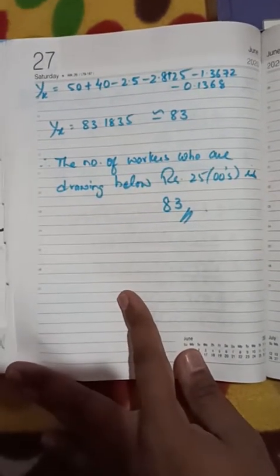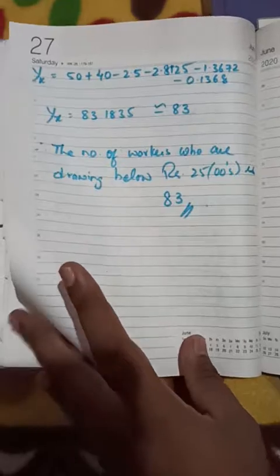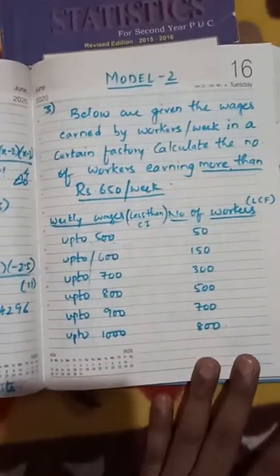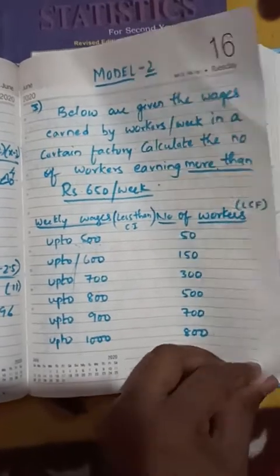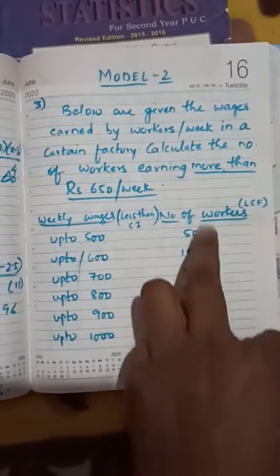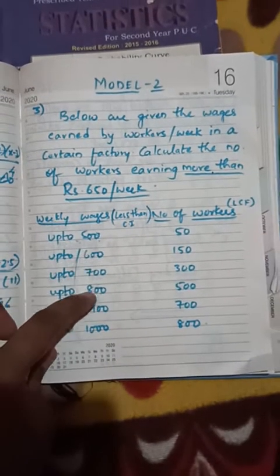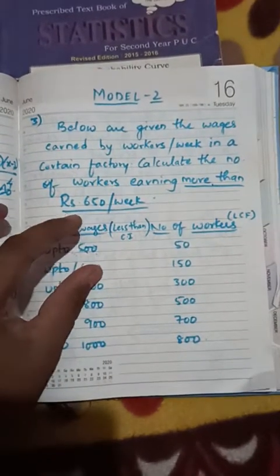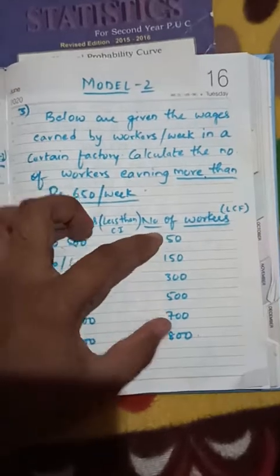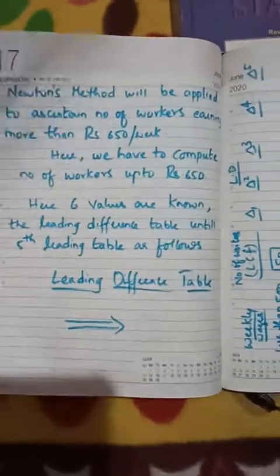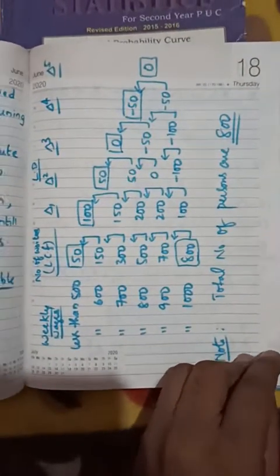So very simple, students. You need not worry much. I'll just show you once again all the problems. Have a glance at today's class. This is the first problem. More than is asked, so many things we need to calculate. That is the reason within 650 what are there, that we calculated and removed from the total. That's it. So this is the table.